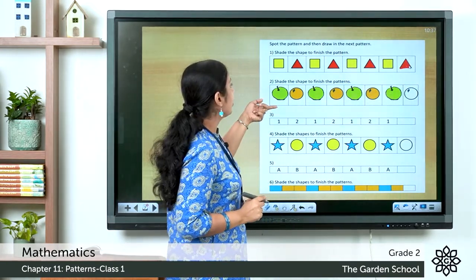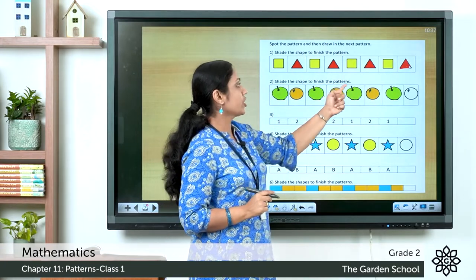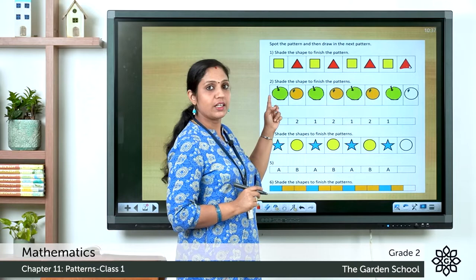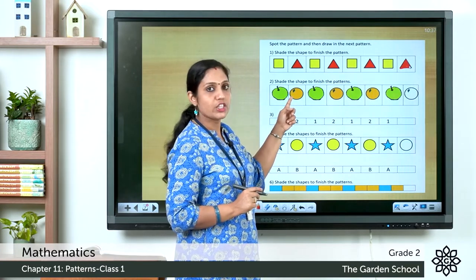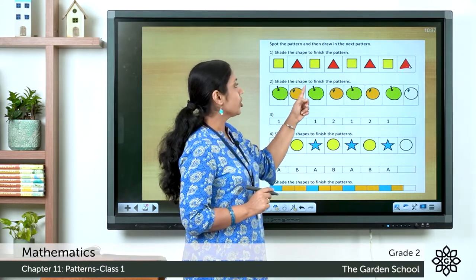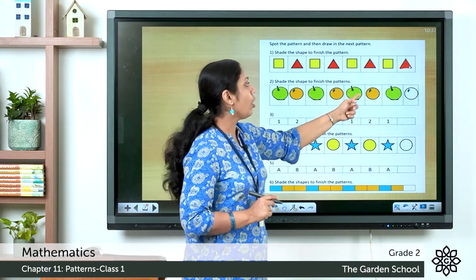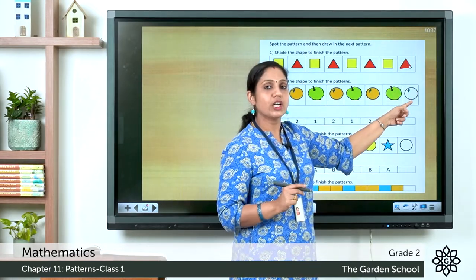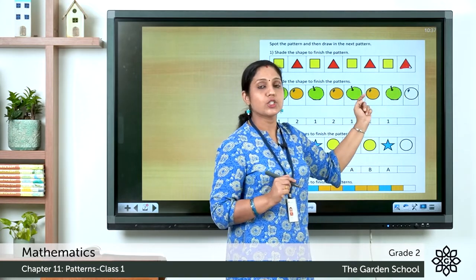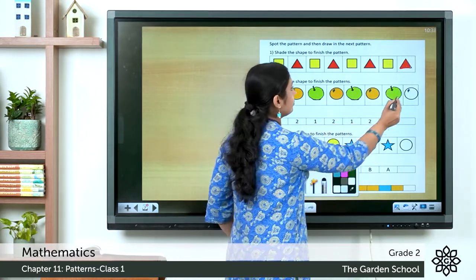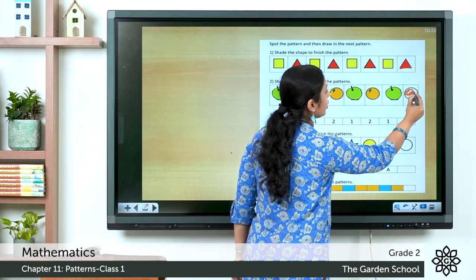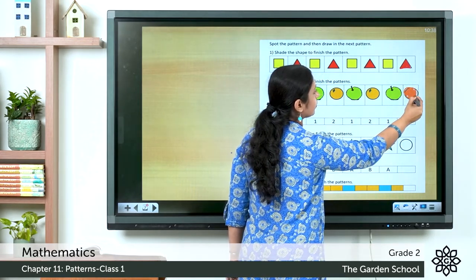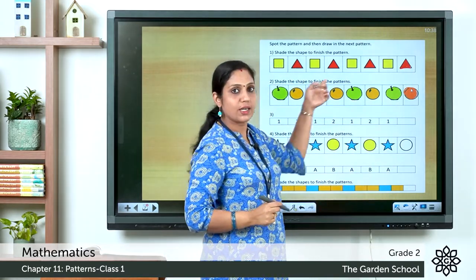Now let's look at the second one, shade the shape to finish the pattern. You can see an apple and an orange. Apple is colored green, orange in orange color. So apple, orange, apple, orange, apple, orange, apple, orange. And here the color is not given. So which color should we shade the orange? It has to be shaded in orange color. So we'll shade the orange in the orange color. And so this sequence is complete.